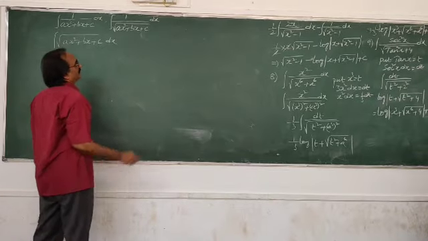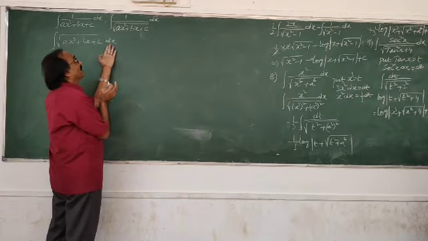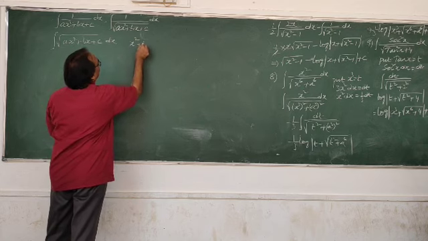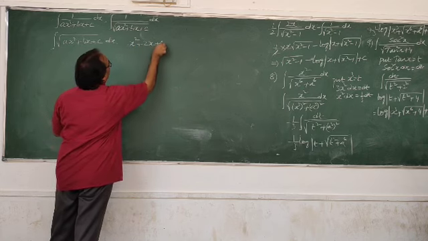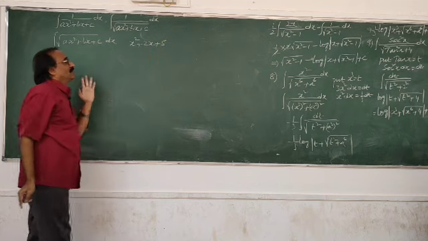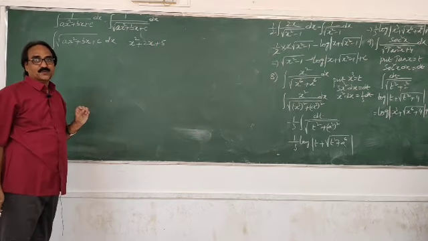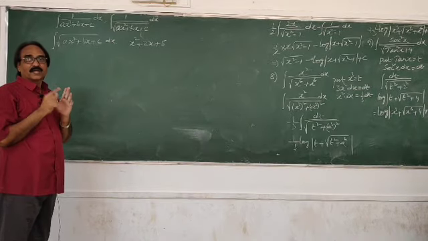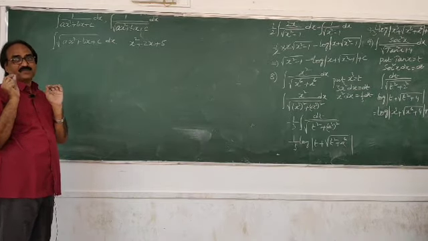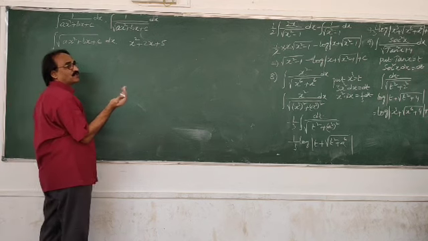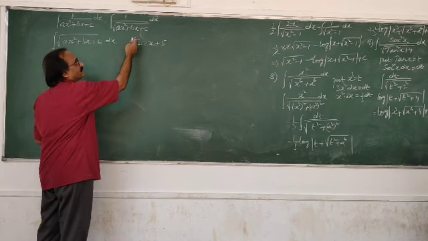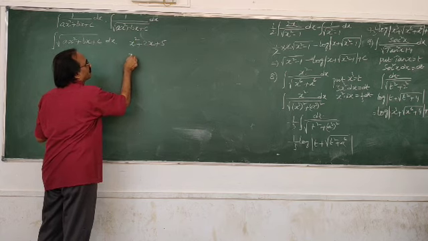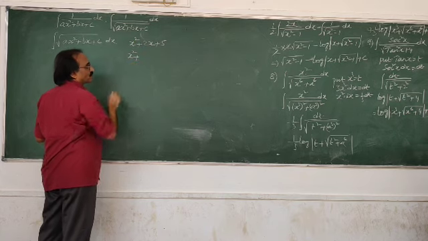First of all, I'll take an example: x square plus 2x plus 5. This is a quadratic expression, and we want to put it into perfect square form. As we know, here x square is there, so we treat x as a, and it is in the form of a square. A square means x square. Next, what will be there?